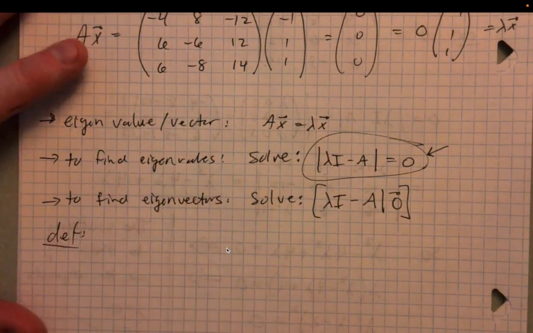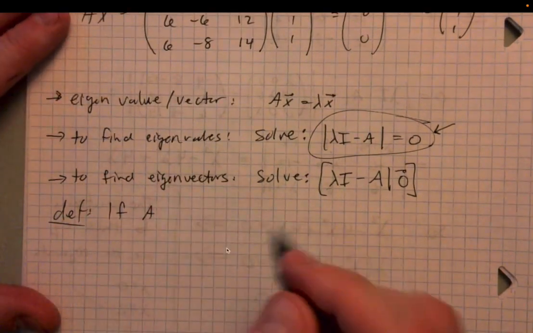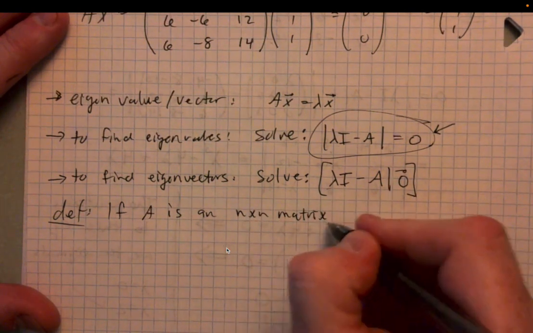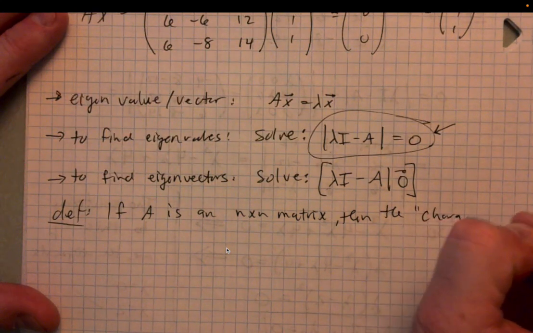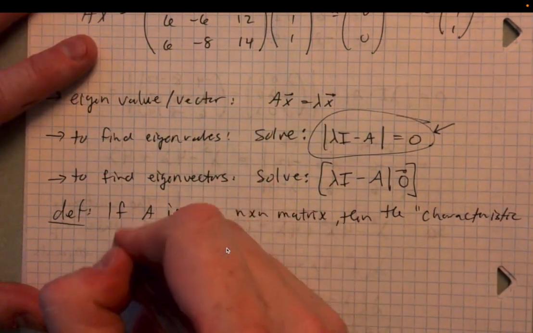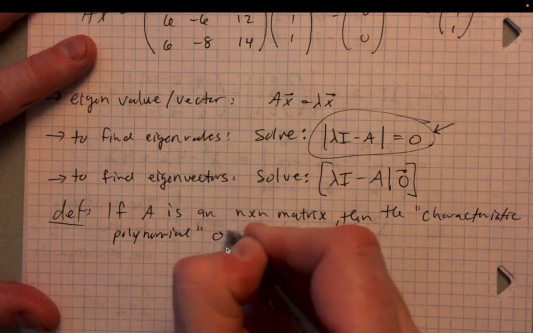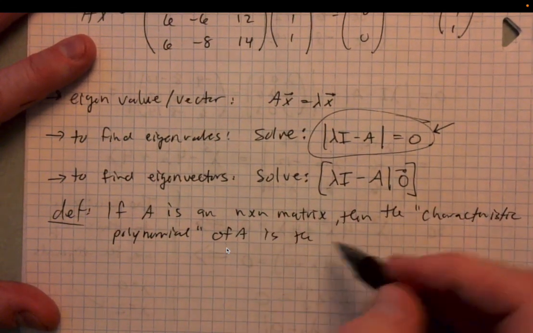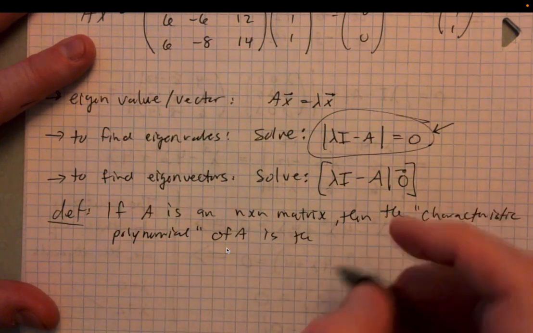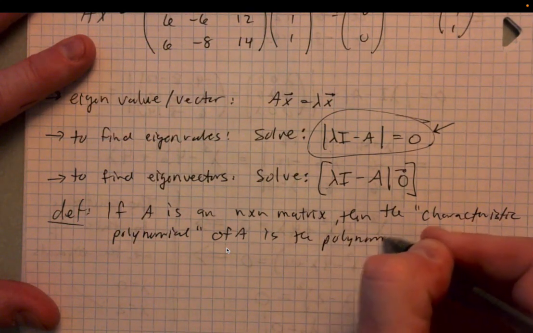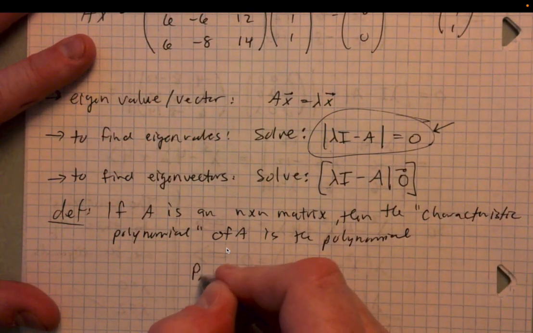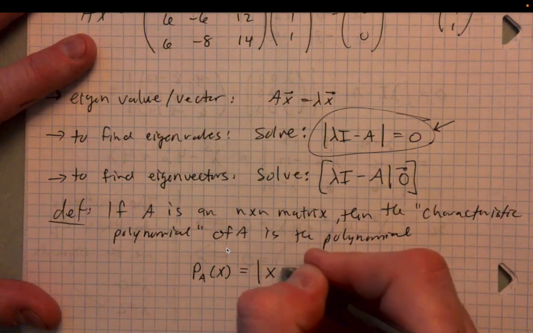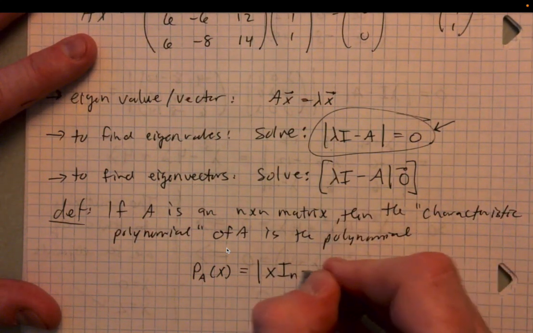So, definition: if A is an n by n matrix, then the characteristic polynomial of A is the polynomial that we've been talking about this whole time. It's called the characteristic polynomial. If A is an n by n matrix, then the characteristic polynomial of A is denoted P sub A, and it is equal to the determinant of x times the n by n identity minus A.